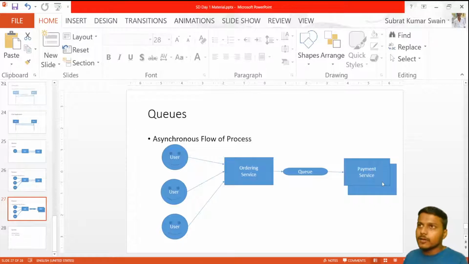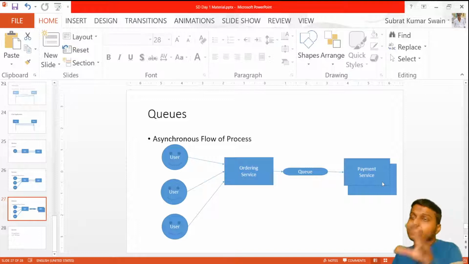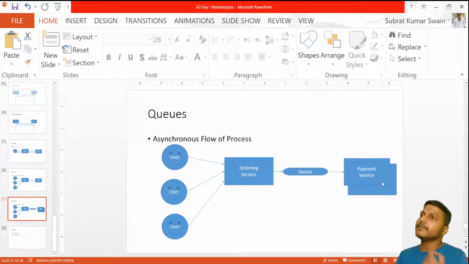A producer will not care about whether there is a consumer running or not. It will just go on sending the request, clear it, and then take up the next coming request. Similarly, the payment service, the consumer, will not care about whether there is a producer or not. It will just take the request from the queue and start processing. So this is your queue.